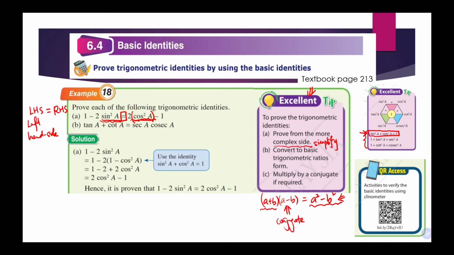So if I want to change the sine square into cosine square, I have to shift the cosine square over, so sine square becomes 1 minus cosine square A. Therefore you get this. We replace the sine square A by 1 minus cosine square A. So expand the bracket and simplify, you will get 2 cosine square A minus 1. So exactly the same as what we required. Hence it's proven that 1 minus 2 sine square A equals to 2 cosine square A minus 1.